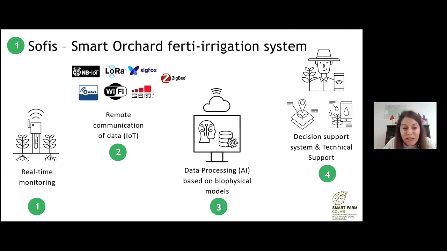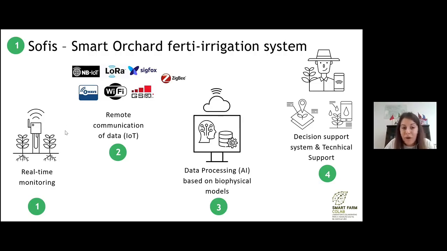So we get real-time monitoring data with customized sensors that can be for soil, plant, or both. These are designed according to the needs of the problem or the farmer, to answer certain problems. Then we have remote communication data, and in order to be affordable, we are using different protocols already available, because each one has different approaches and different prices. Our philosophy is to bring affordable technology to everyone.